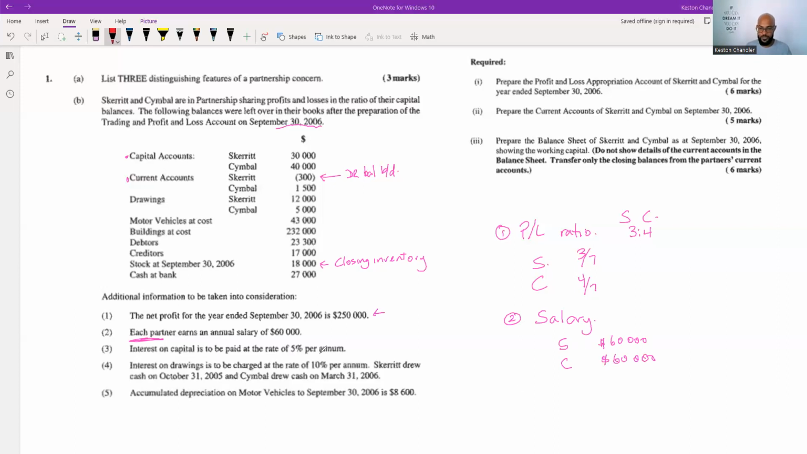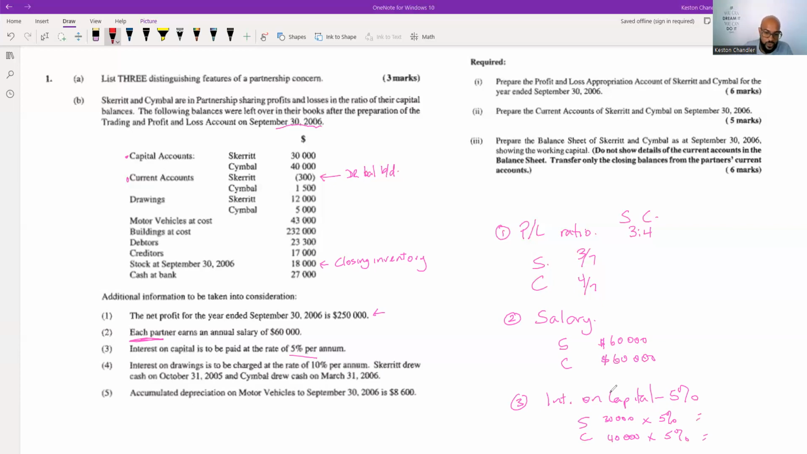Interest on capital, 5% per annum. Right? That's something you'd want to work out. Right? So you put Skeritt, Cymbal, you take their capital account balances, like so. And you work it out one time. Right? So that's what I mean by working. Now I'm just doing some brief jottings, right? You will do all your working as you go through the question. Interest on drawings, that's another point for working. So you do the same thing as I did for interest on capital. You write interest on drawings, you put the rate of interest that they're going to be charged, and then you write and work it out one time.